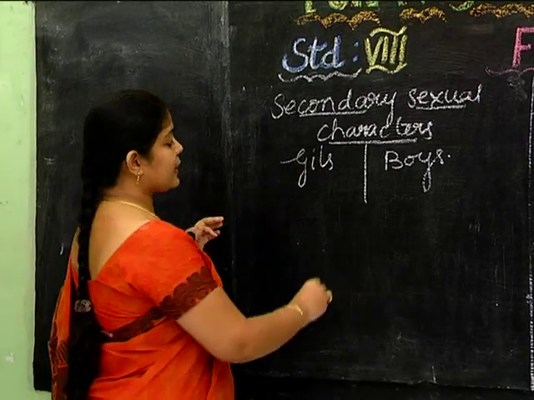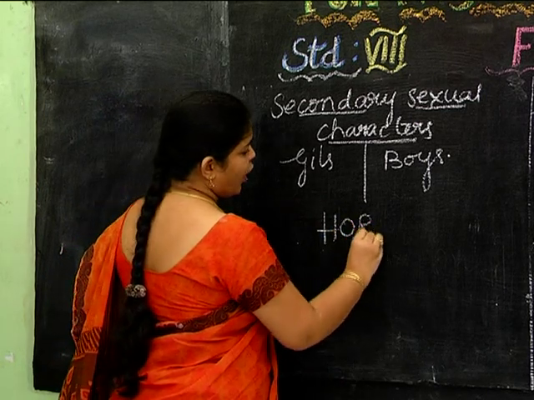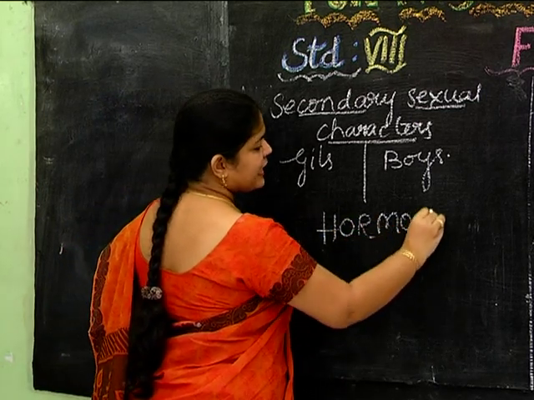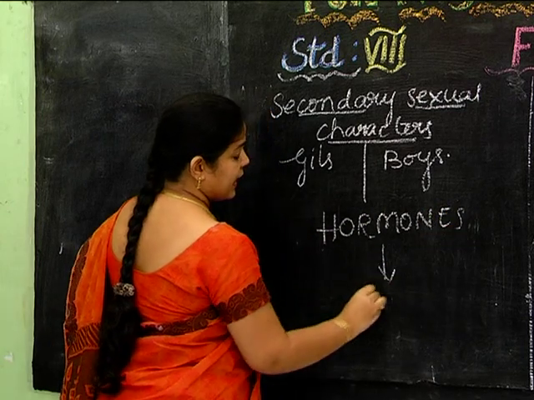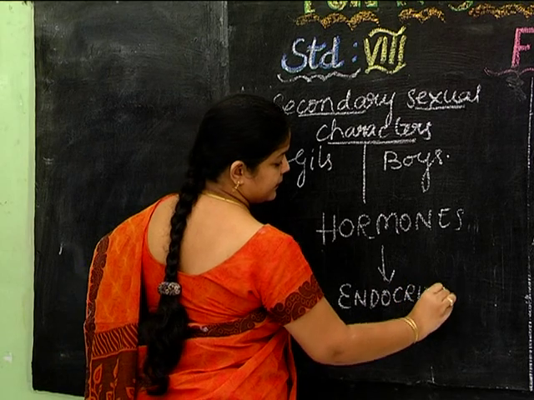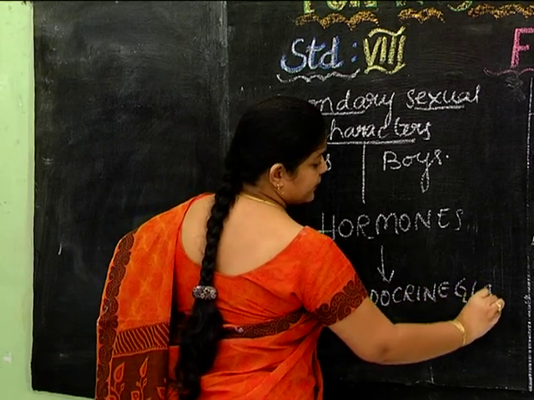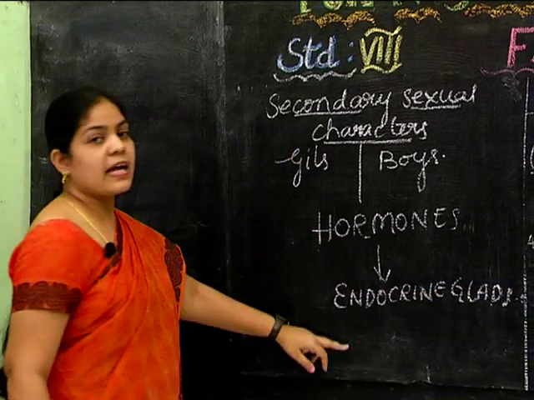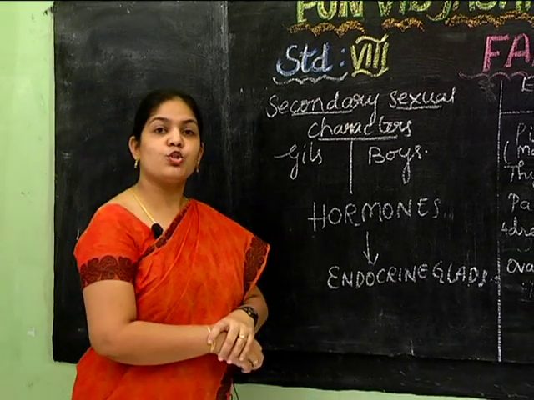So what is the reason for these secondary sexual characters in both boys and girls? The reason is nothing but the hormones. These hormones are secreted by the endocrine glands present in our body. Endocrine glands do not have ducts.